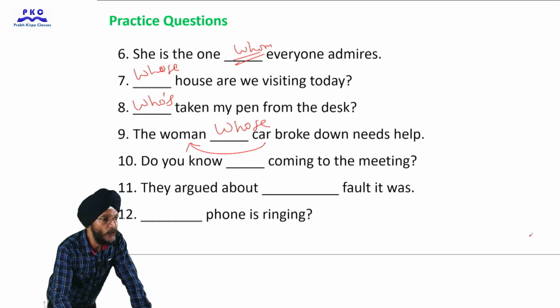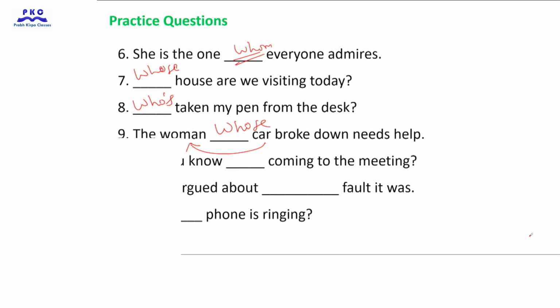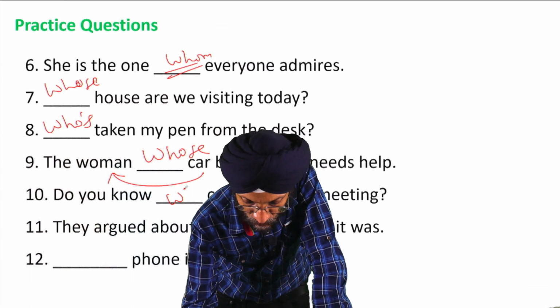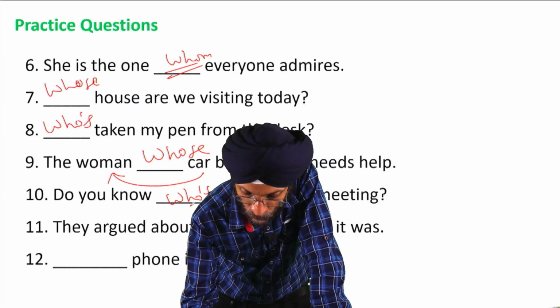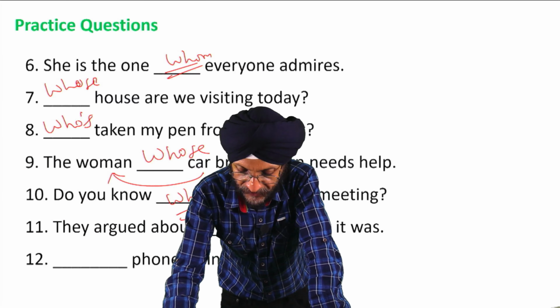Do you know who coming to the party? No. Whom coming to the party? No. Who's coming to the party? It is also not okay. Who is, contraction, who apostrophe s. Who is coming to the party?